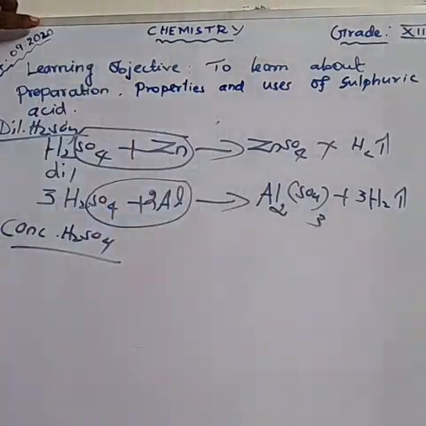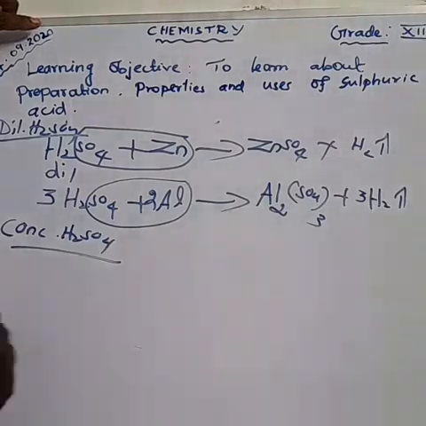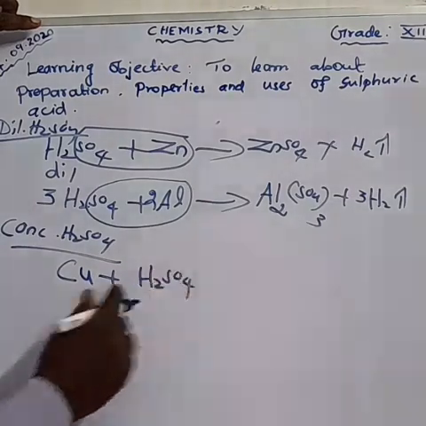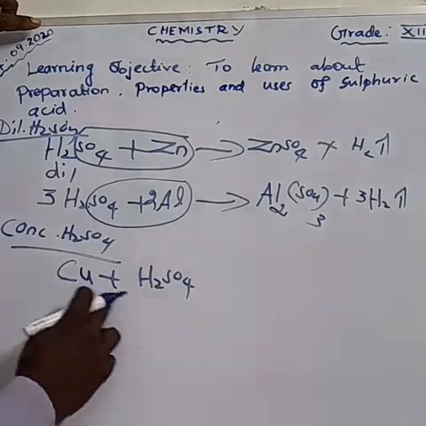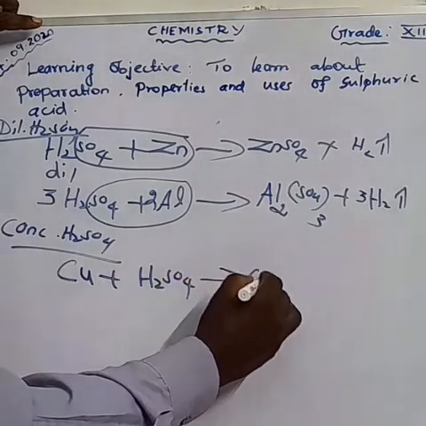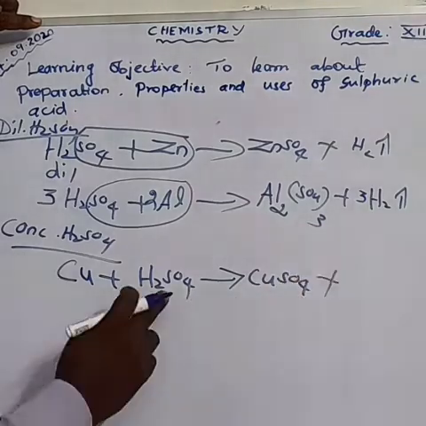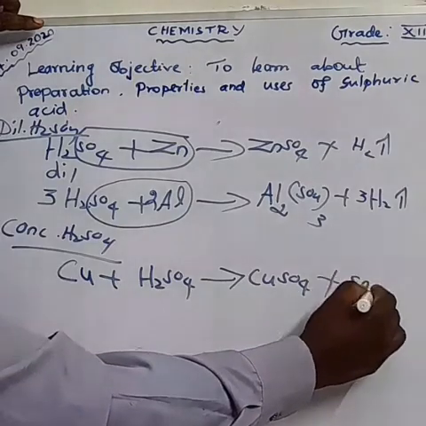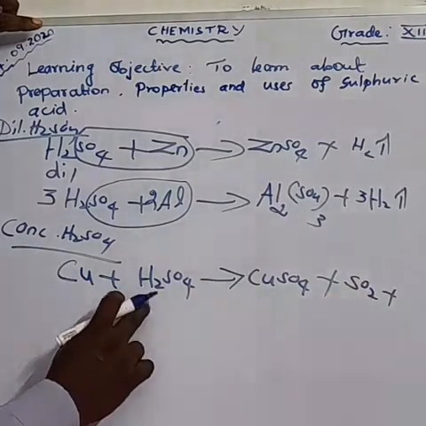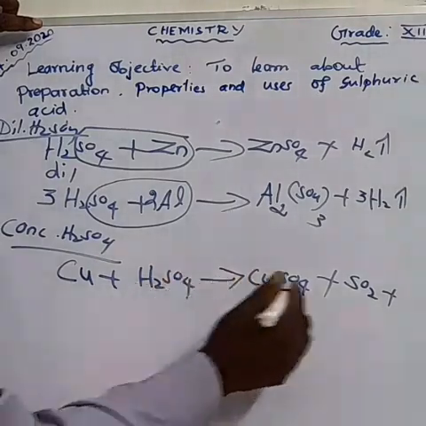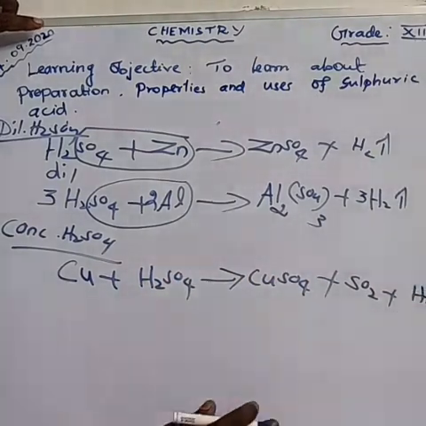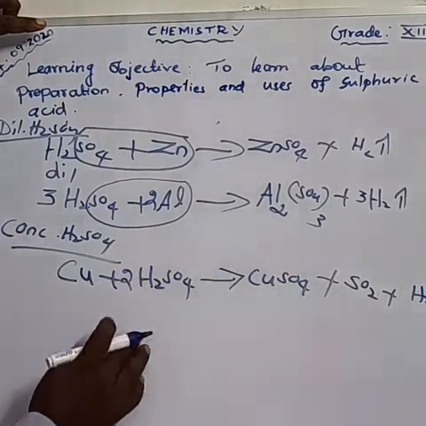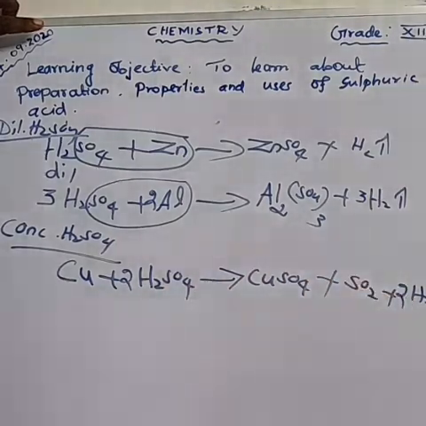Okay. Let us take copper metal. What is the symbol of copper? Cu. Copper reacts with concentrated sulfuric acid. Here, copper combines with sulfate to form copper sulfate. And also here, sulfur dioxide gas is evolved, and hydrogen combines with oxygen to form water molecules. How can we balance the equation? Here sulfur 2, hydrogen 2, so make it 2 here. Now the equation is balanced.